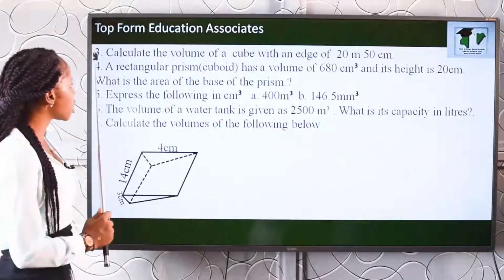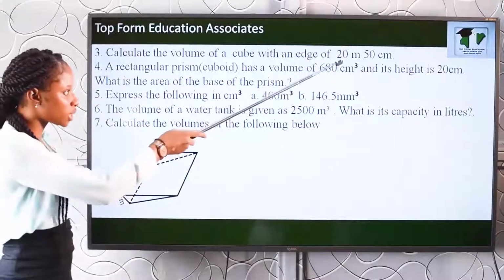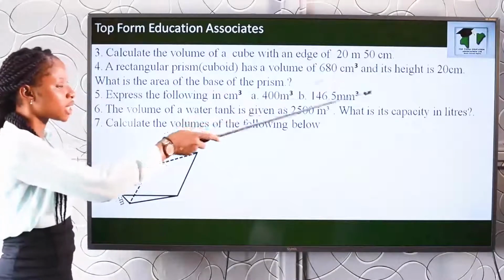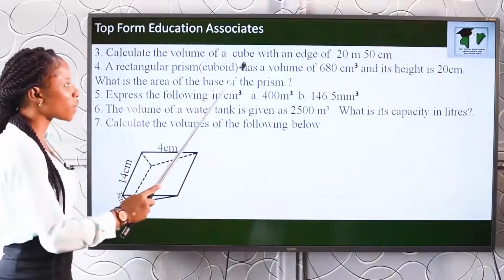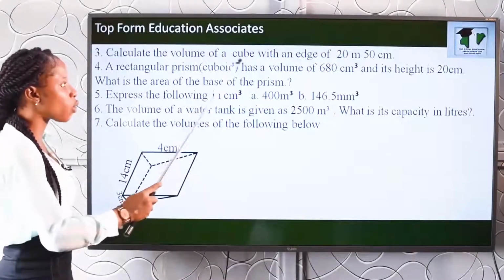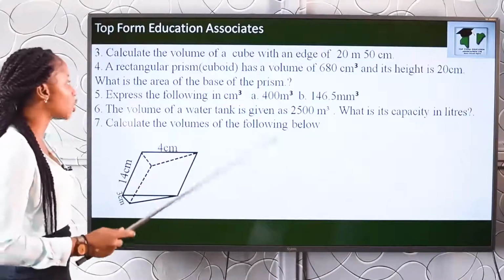Number three, calculate the volume of a cube with an edge of 20 meters, 50 centimeters. Take note of the units, and take note that whenever we have a cube, we are dealing with equal length. We said that the edge or the sides of a cube always have equal length.